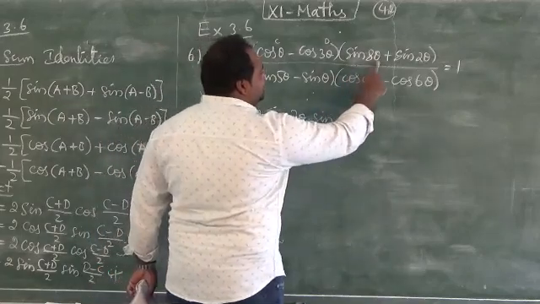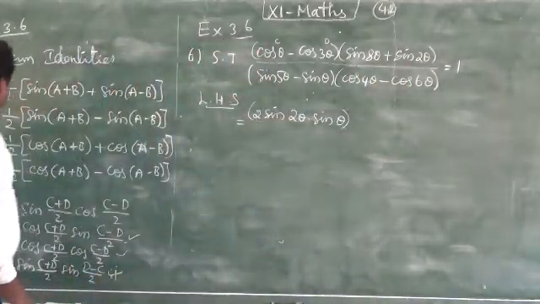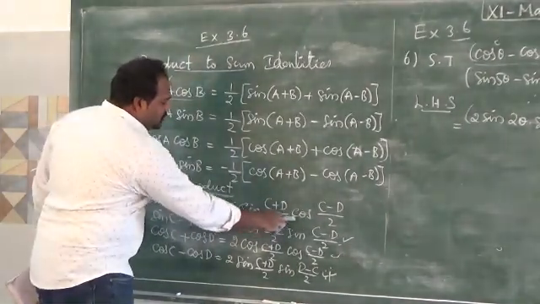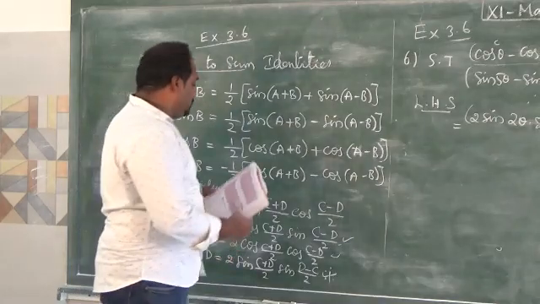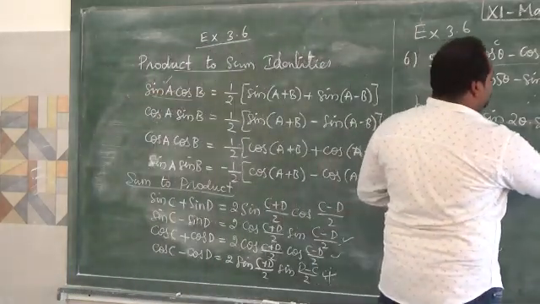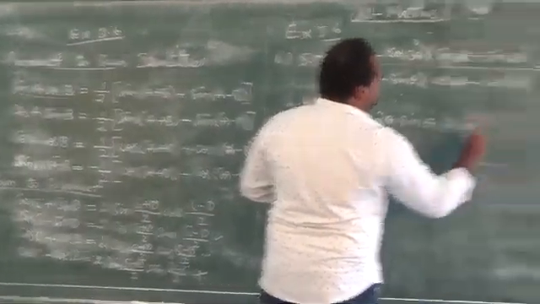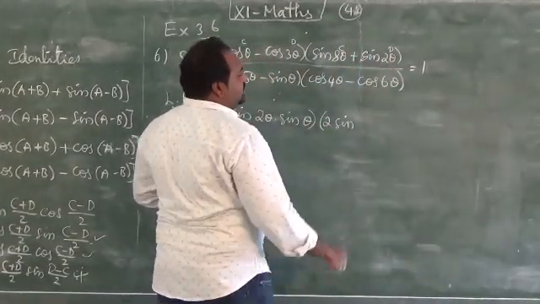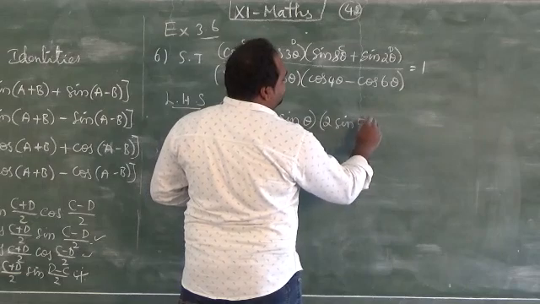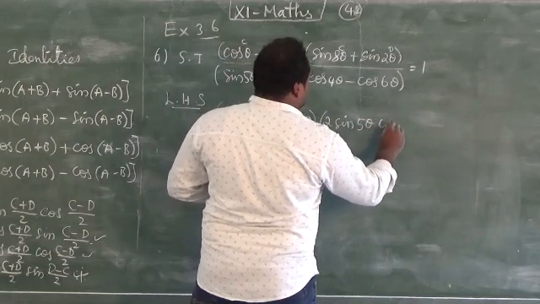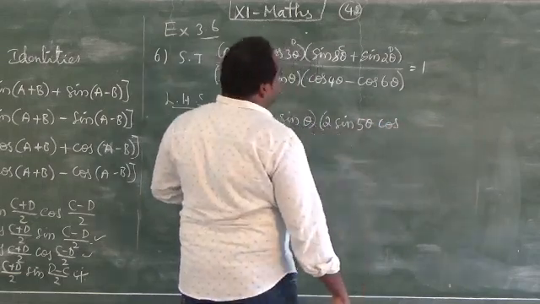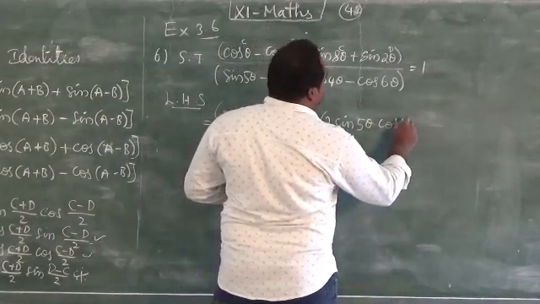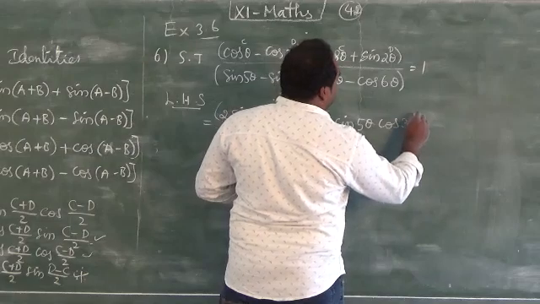Next, sin c plus sin d, 2 sin (c plus d) by 2 cos (c minus d) by 2. 2 sin (c plus d) by 2, here c is 8 theta, d is 2 theta, 10 theta by 2 is 5 theta, into cos (c minus d), 8 theta minus 2 theta, 6 theta by 2 is 3 theta.